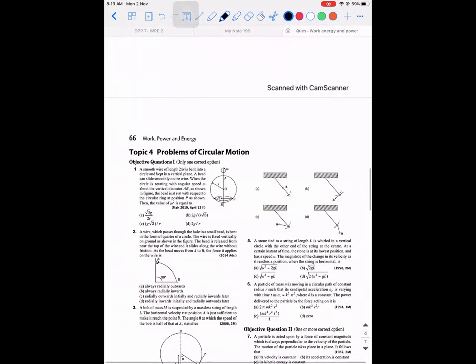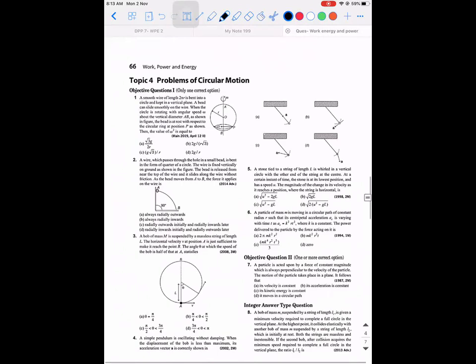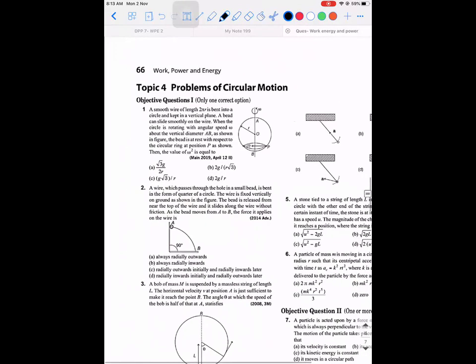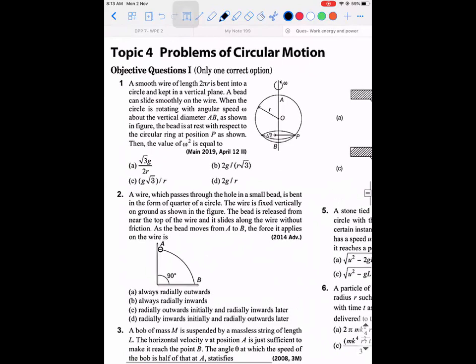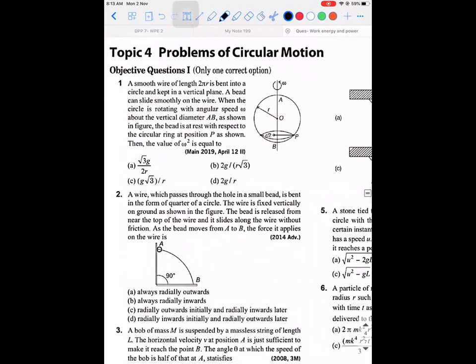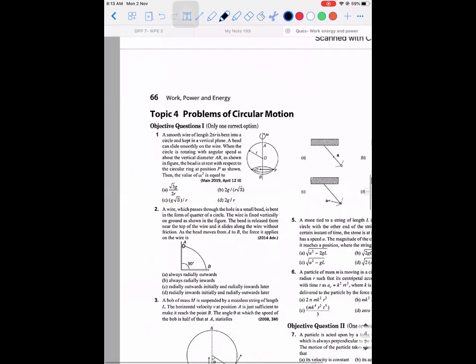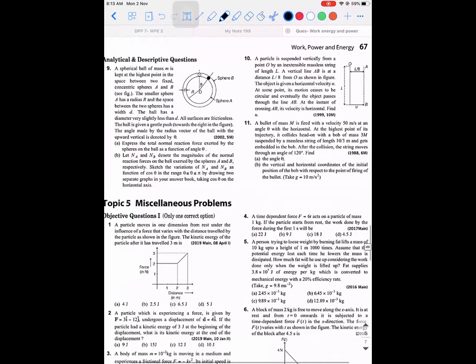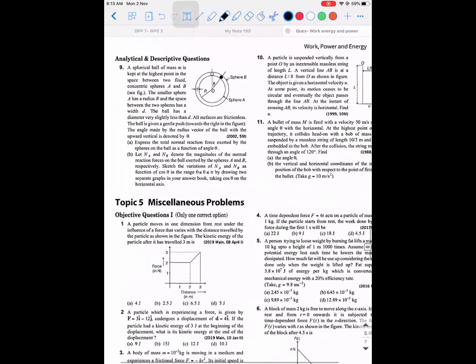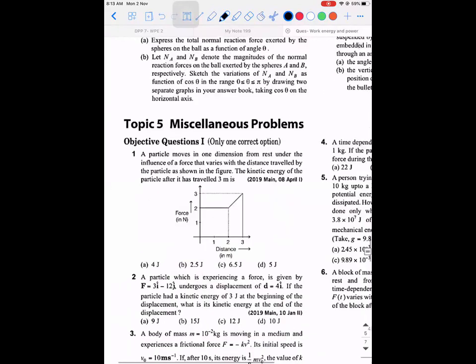Okay. Now we'll go to the next question. That is problems based on circular motion. Slightly tougher one. Let's do some miscellaneous problems.